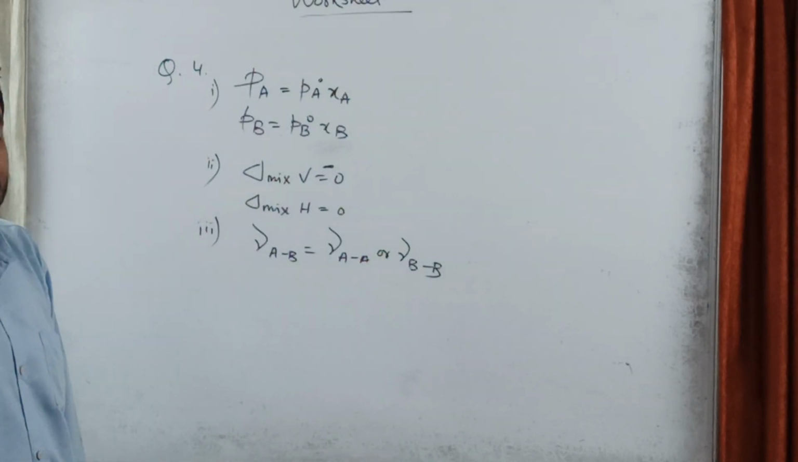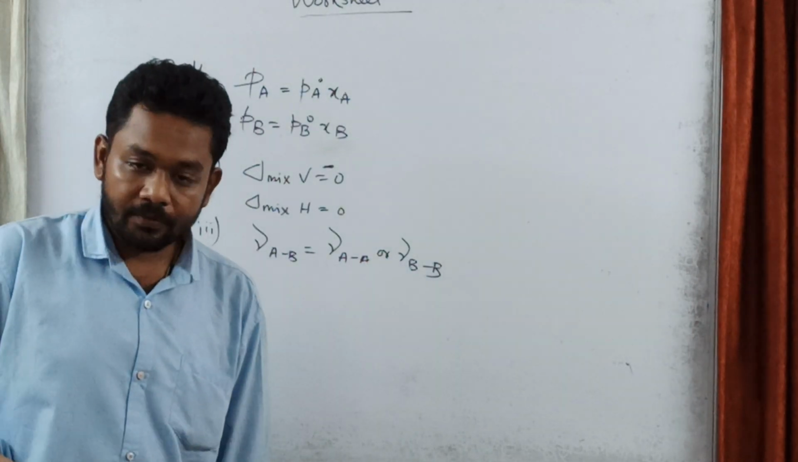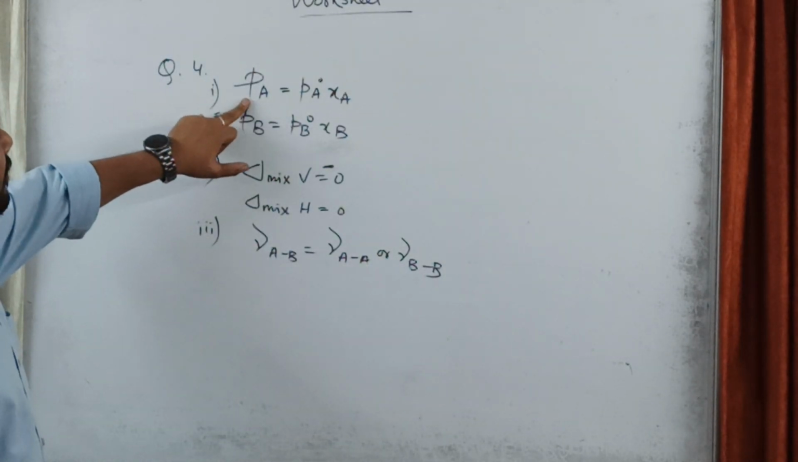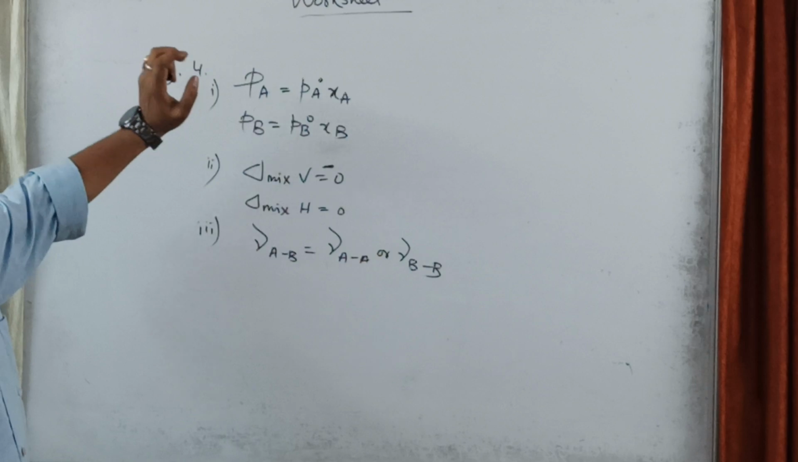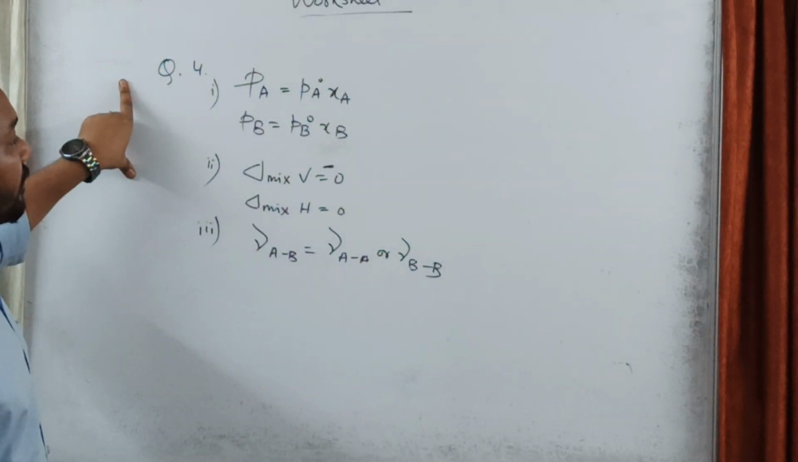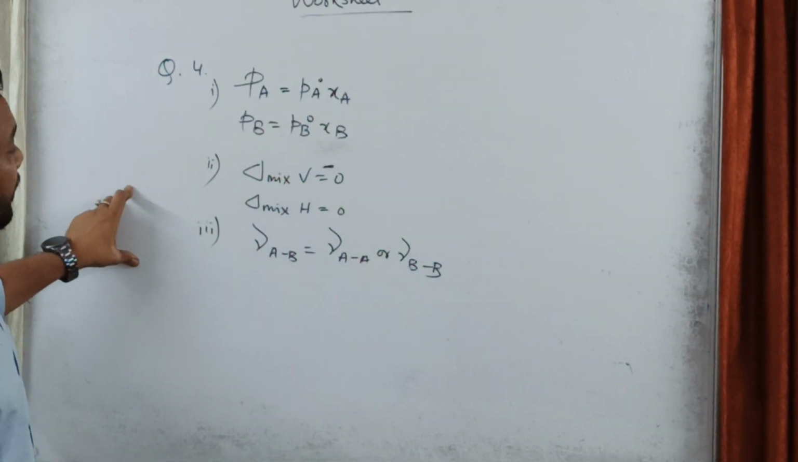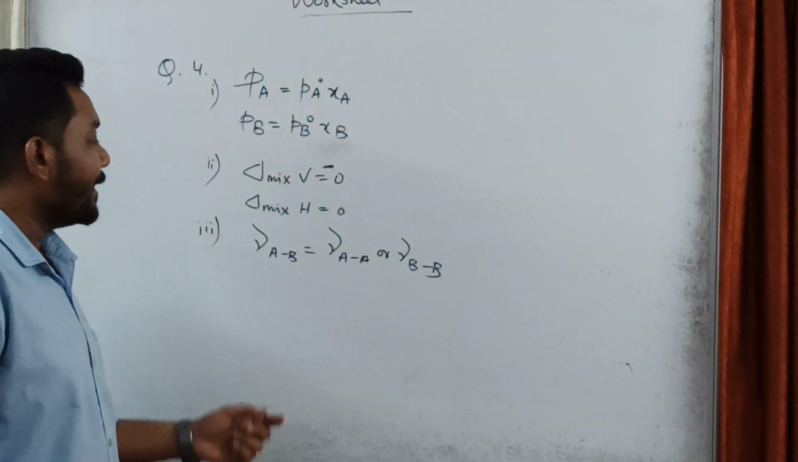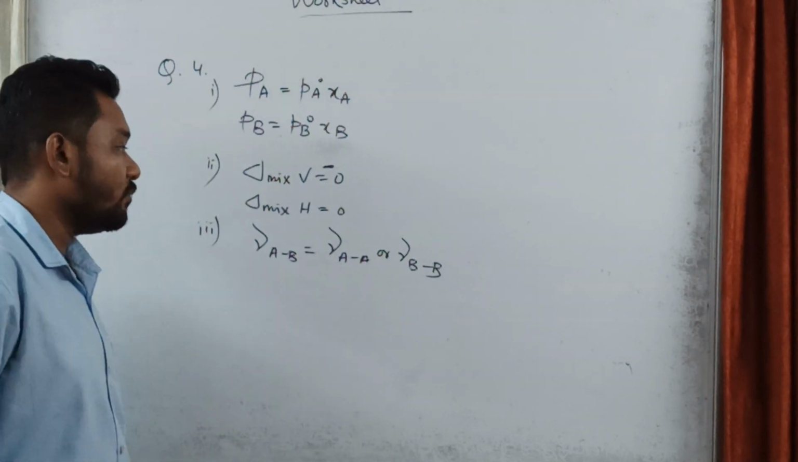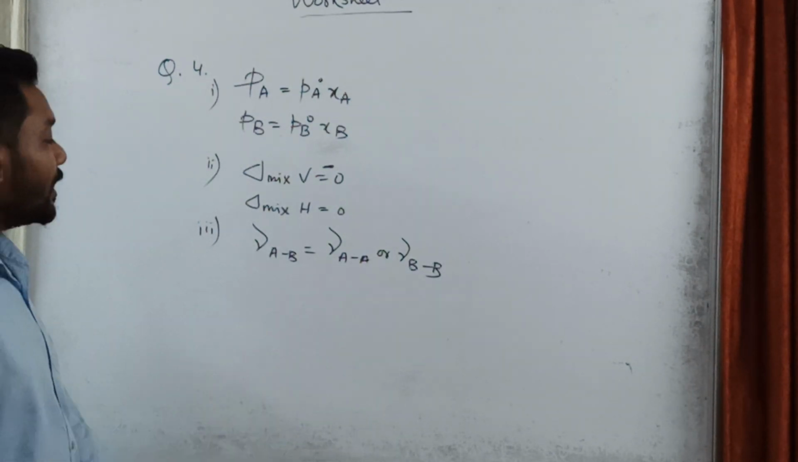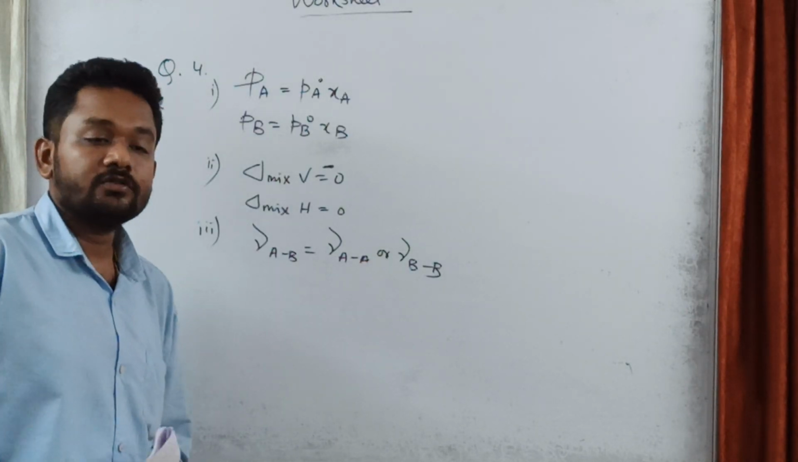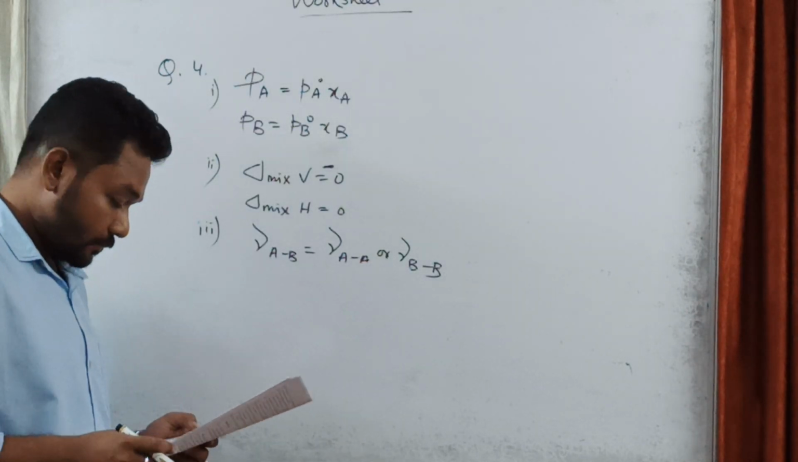If anyone asks you what is an ideal solution, you will write down that it follows Raoult's law. Not only that, you will say the characteristics: Pa, that means the expected vapor pressure, will be equal to the calculated vapor pressure Pa0 xa, Pb0 xb. Second point, delta mix V, that means the volume after mixing, will be equal to 0, and enthalpy of mixing is also 0. Third point, the AB interaction will be equal to the AA or BB interaction. These are the characteristics of the ideal solution.